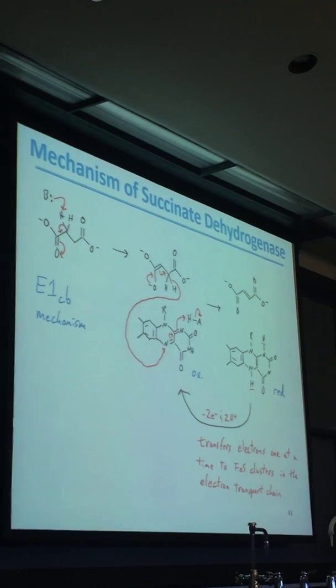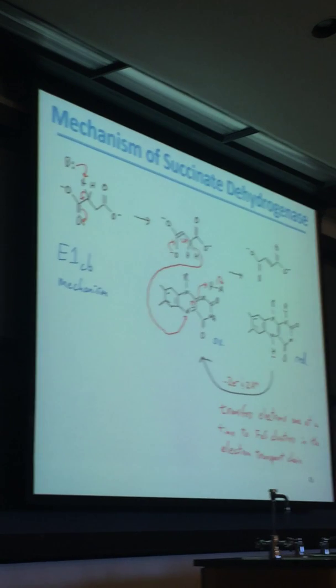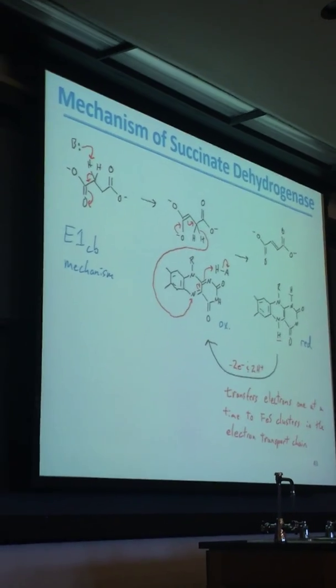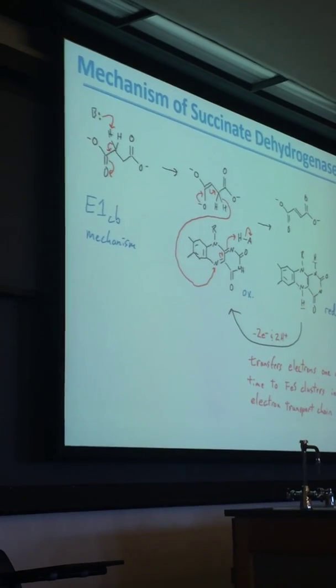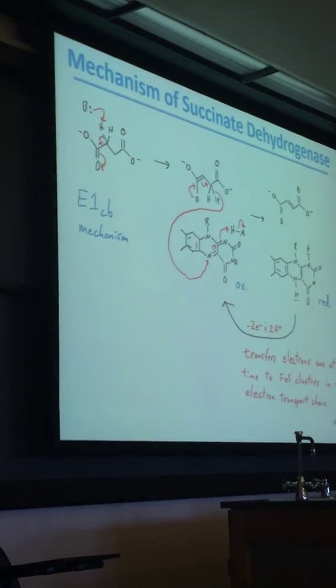A little bit more after we go through the mechanism. The first thing I want to say is an E1CB. Remember, with an E1CB, it's 2 steps. First step is removing the proton. Right? So we're going to lose a proton in the hydride.